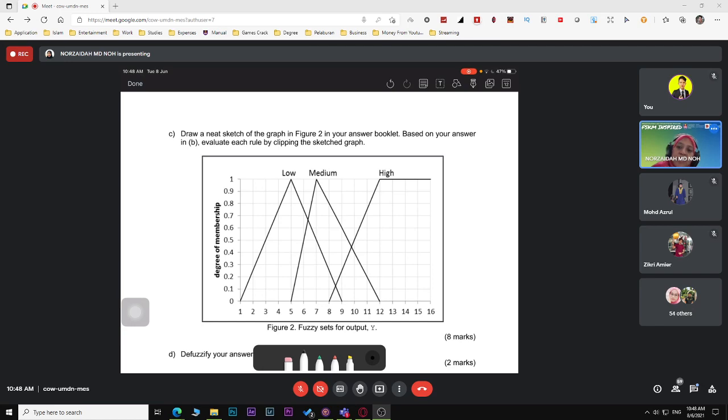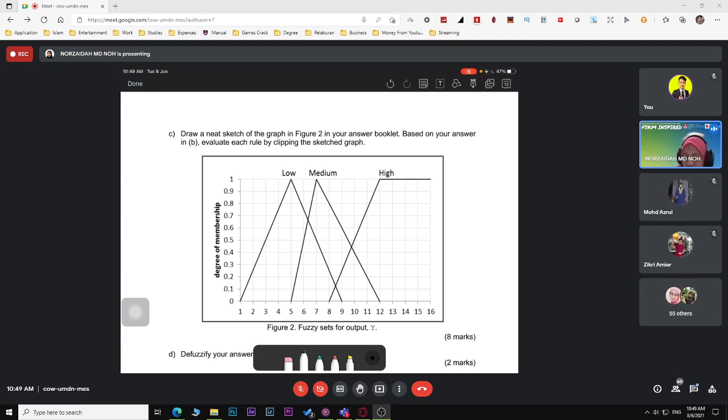Okay, group A dapat dah. Group B dapat dah. Dapat, madam. Saya boleh attach kat sini ke tak boleh kot? Faham tak boleh attach kat sini. Tak siap. Okay. Boleh dapat.